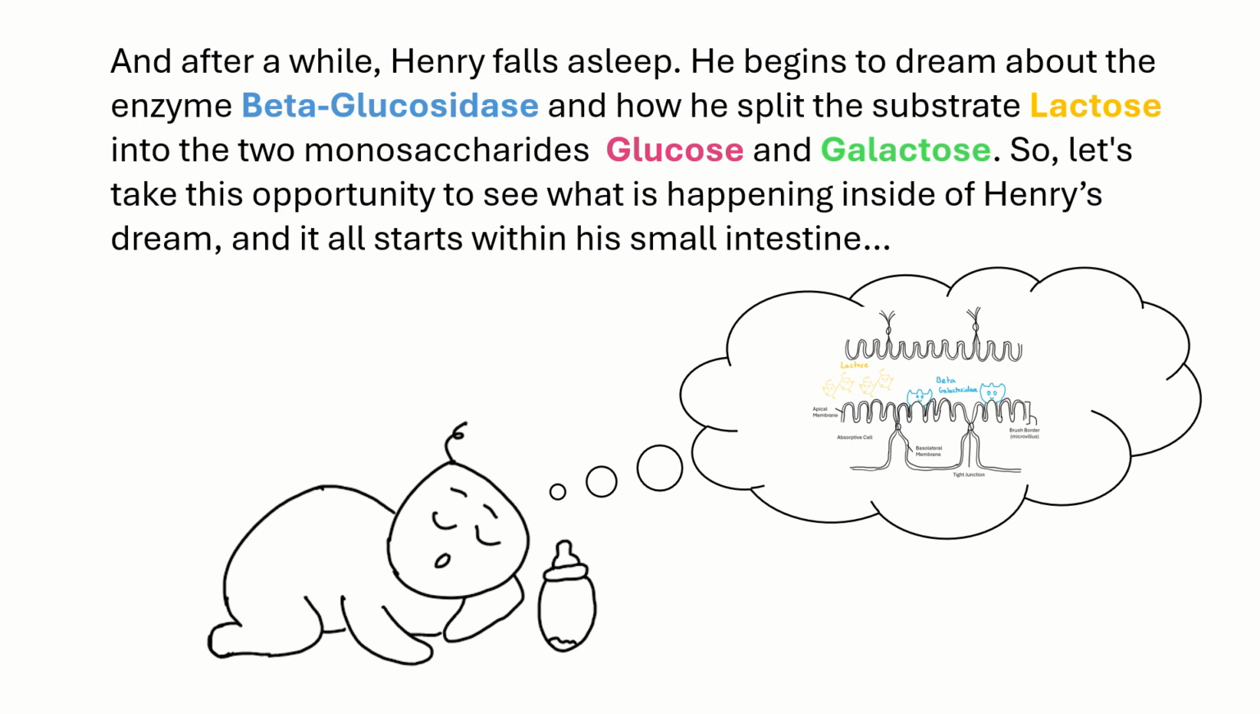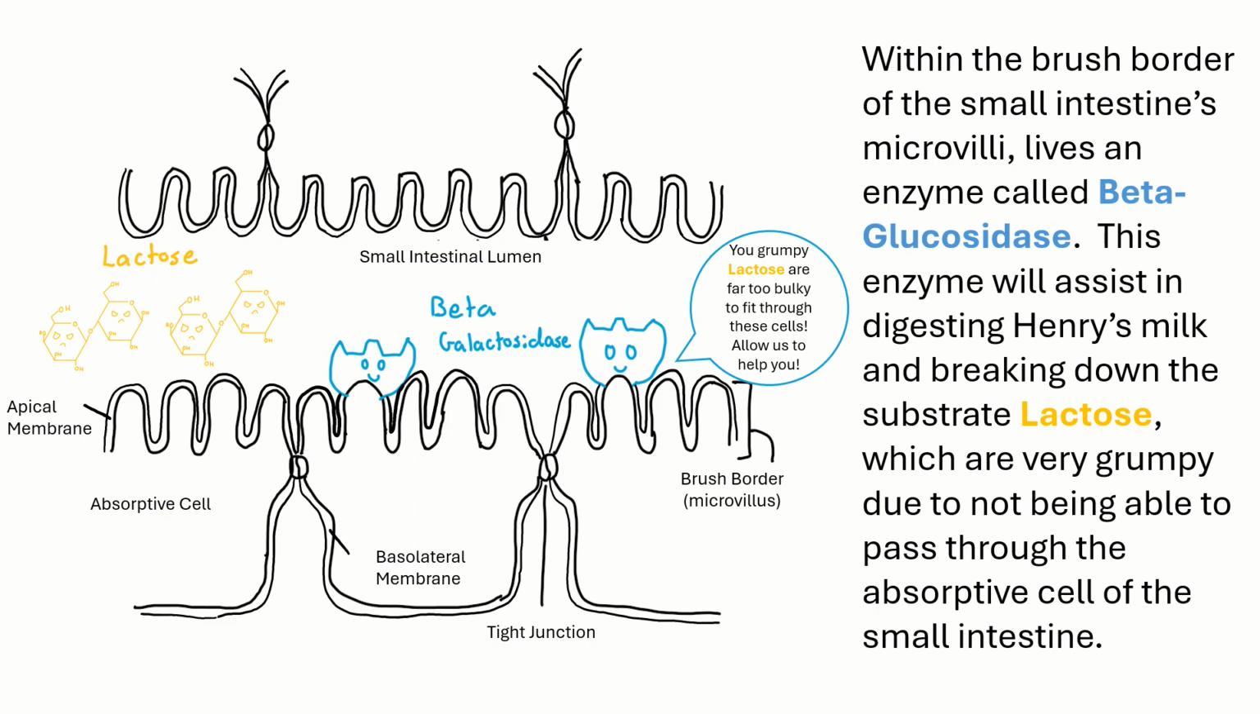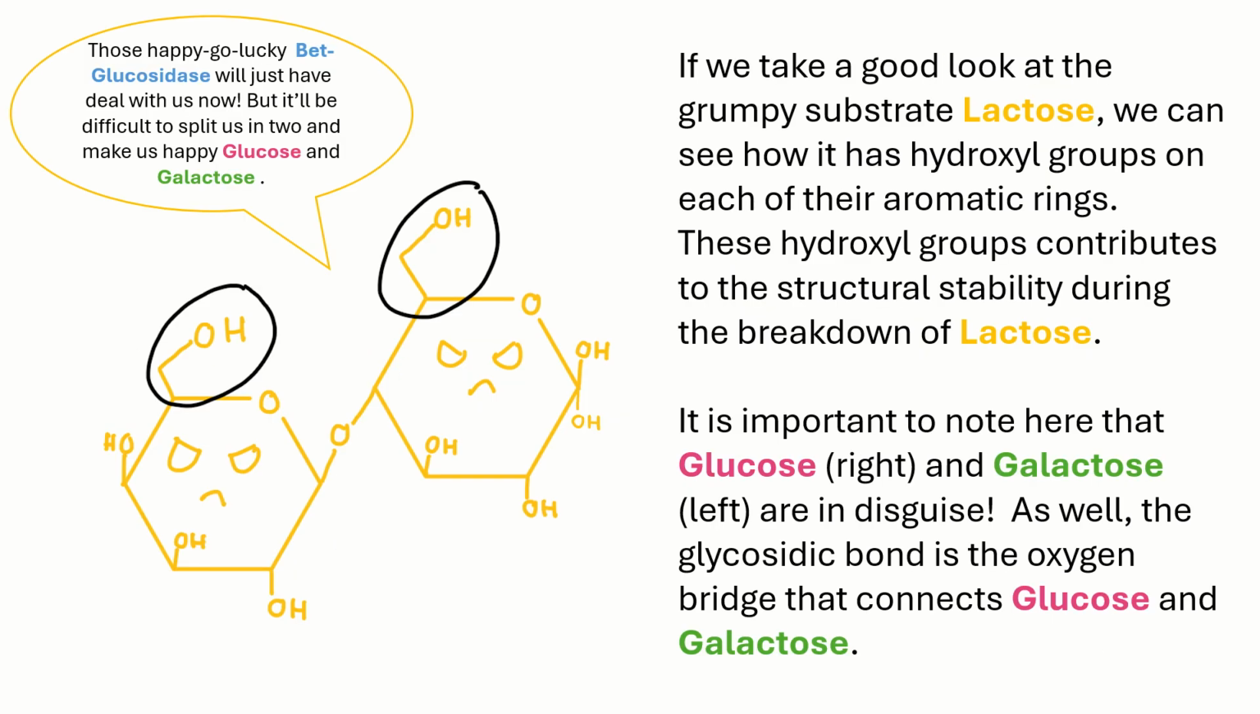So let's take this opportunity to see what is happening inside Henry's dream, and it all starts within the small intestines. Within the brush border of the small intestines, microvilli lives an enzyme called Beta-Glucosidase. This enzyme will assist in digesting Henry's milk and breaking down the substrate lactose, which are very grumpy due to not being able to pass through the absorption cell of the small intestine.